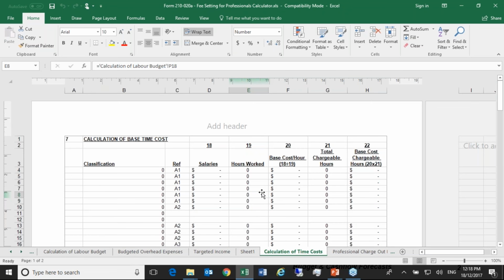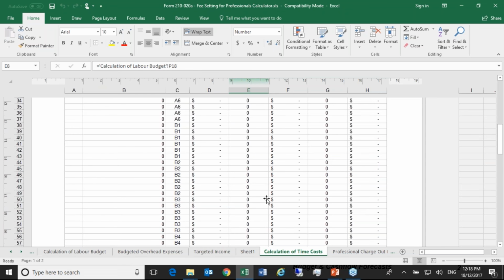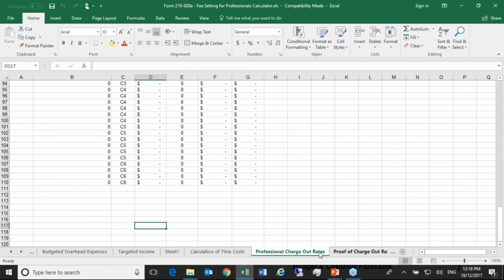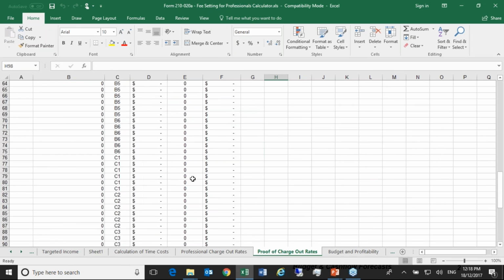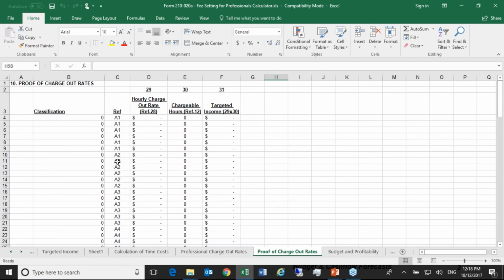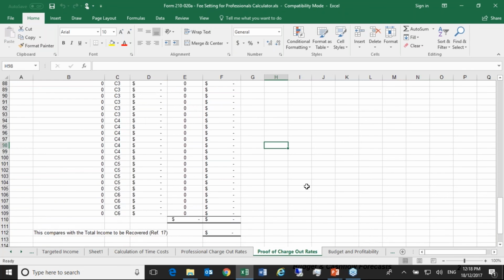And the system will then calculate the professional charge out rates for each classification to absorb the base cost per hour and the practice overhead factor to determine a hourly charge out rate. And the system will then show the proof of that, showing the individual classification, the hourly charge out rate, showing what the total income is. And that will then be able to be compared to the total income to be recovered, the calculation that was determined earlier.